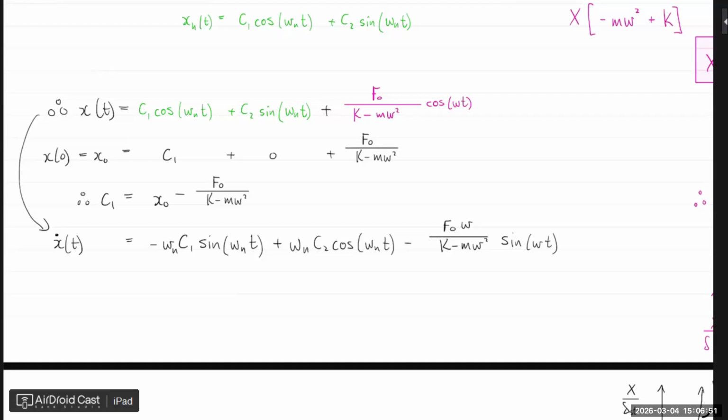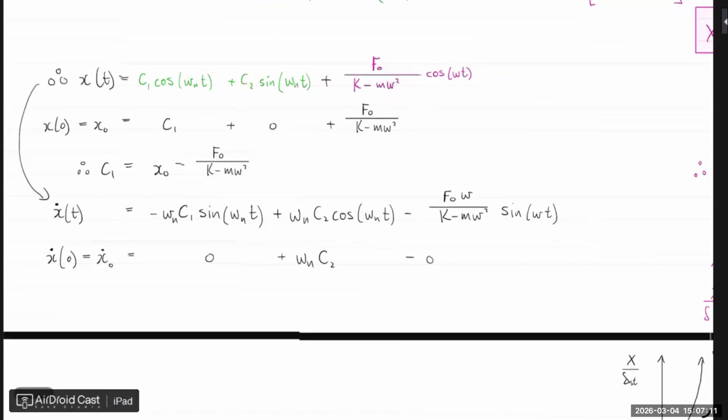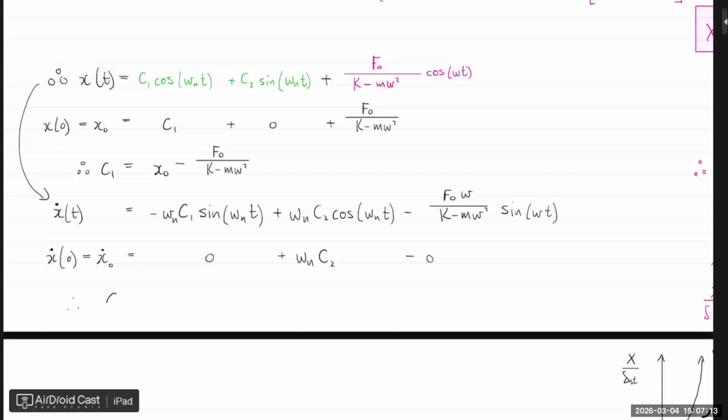All right, but let's test now. If I'm going to take the beginning, I'm just calling that x dot 0. Then we will have 0 plus omega n of C2 and then just minus 0. So finally, C2 is then just x dot in the beginning divided by omega n.